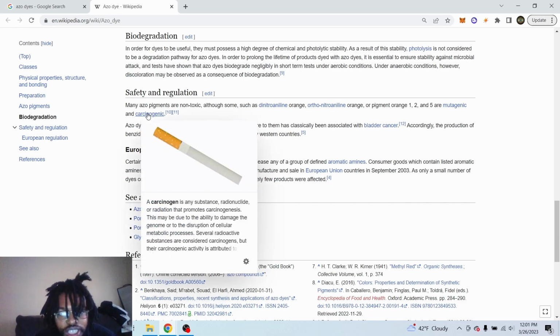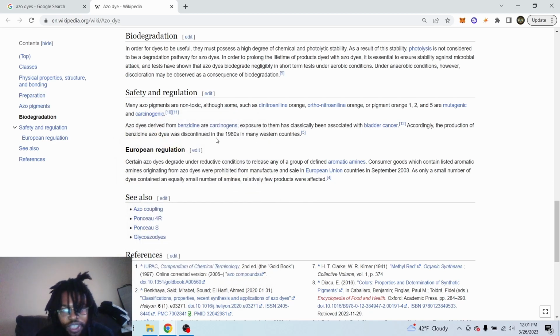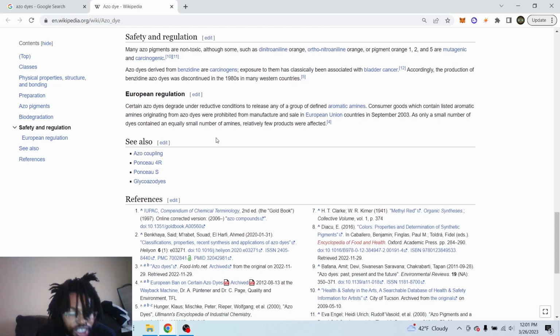A carcinogen is any substance, nuclide, or radiation that promotes carcinogenesis. This may be due to the ability to damage the genome or the disruption of cellular metabolic processes. Several radioactive substances are considered carcinogens. Okay. And then we can keep going if we wanted to, but what we're really trying to get into is how azo dyes are dangerous.